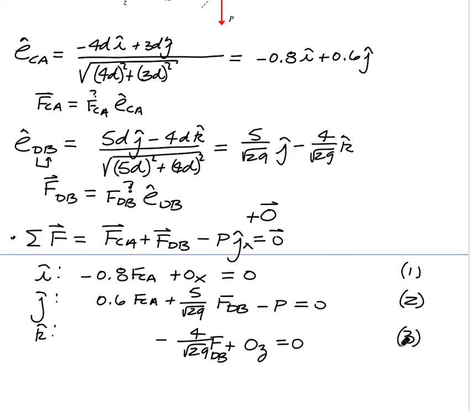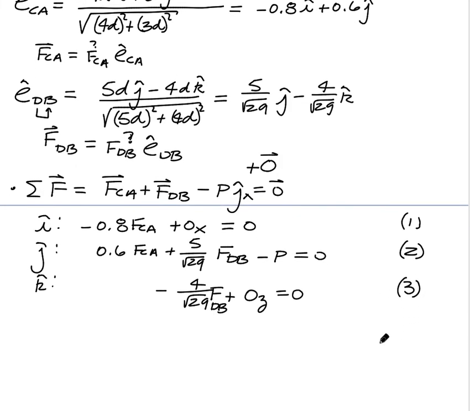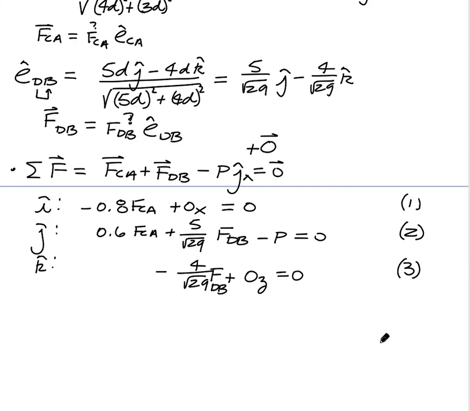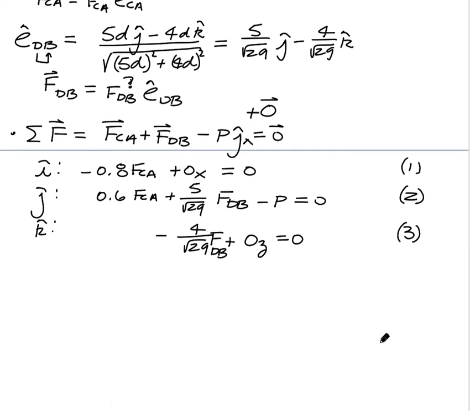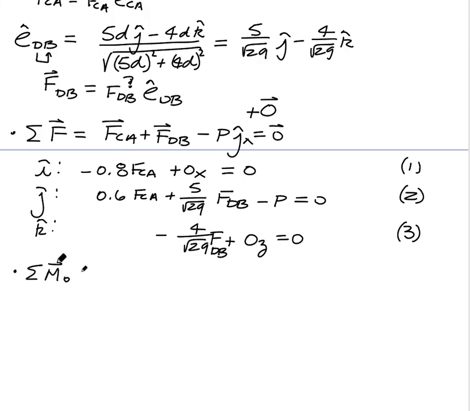So at this point, I really cannot solve for the unknowns because I have only 3 equations, and I've got 1, 2, 3, 4 unknowns. So before I can even try to solve those, I'm going to now write down a set of moment equations. Moment equations about O.